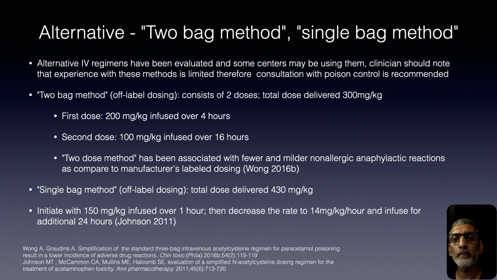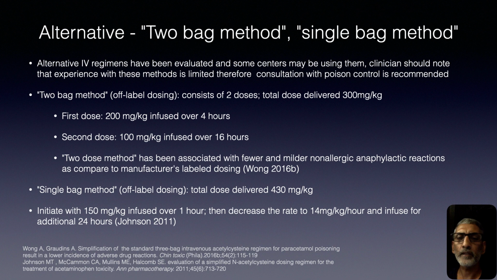The two bag method, which is off-label dosing, consists of two doses. Total dose delivered is 300 milligram per kg. First dose is 200 milligram per kg infused over 4 hours. The second dose is 100 milligram per kg infused over 16 hours. The two dose method has been associated with fewer and milder non-allergic anaphylactic reactions as compared to the manufacturer's labeled dosing.